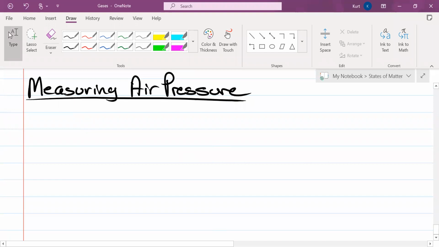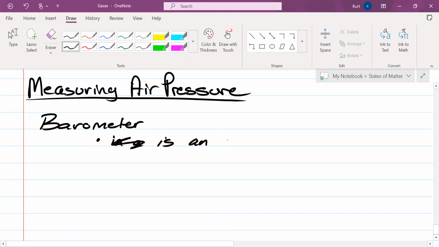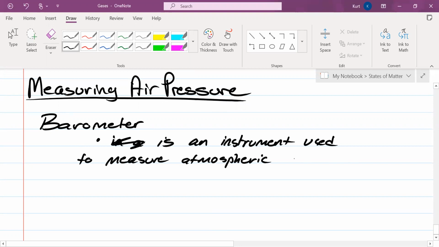What meteorologists use is called a barometer. This is an instrument used to measure atmospheric pressure using a mercury column. Do you remember what the symbol for mercury is? Hg.